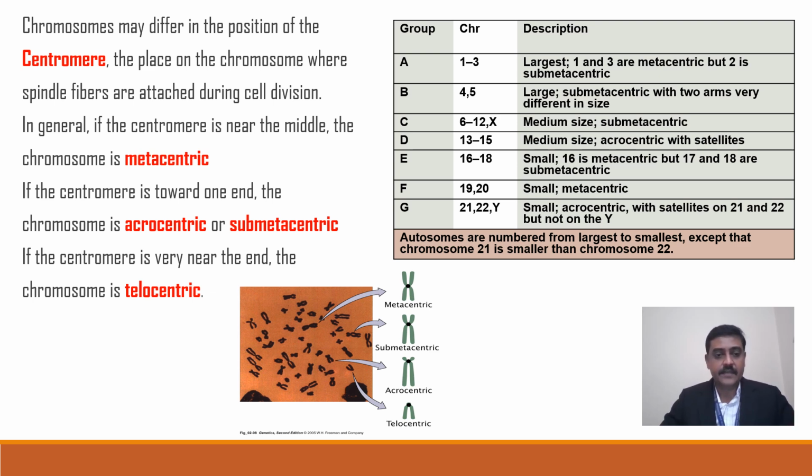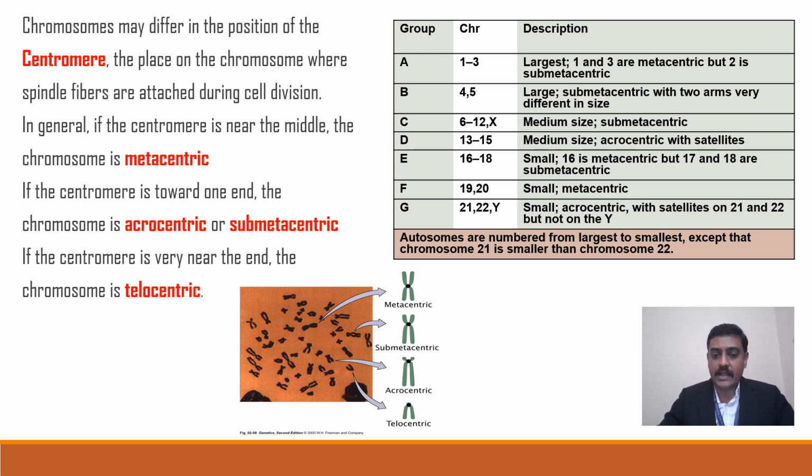In general, if the centromere is present near the middle, the chromosome is considered metacentric. If the centromere is present closer to one end, then the chromosome is considered acrocentric or submetacentric. If the centromere is present at the poles or near the end of the chromosome, then we consider it telocentric. Here we have tabulated the 7 groups of the chromosomes based on their size.